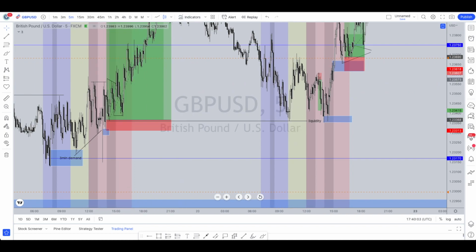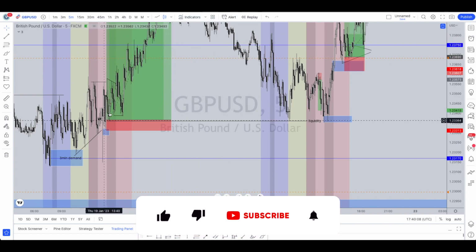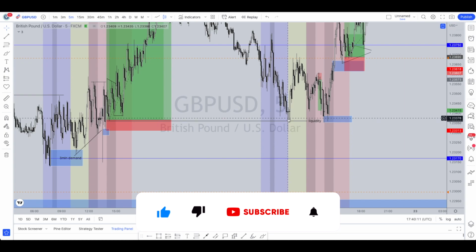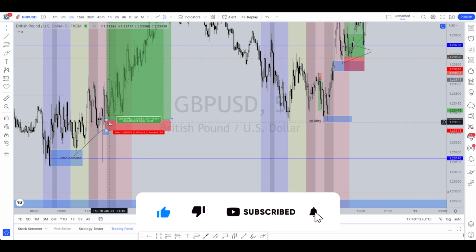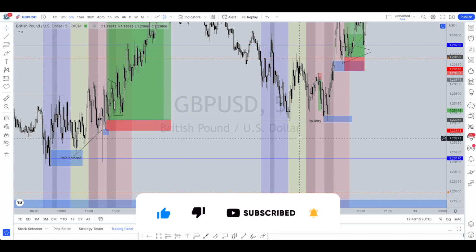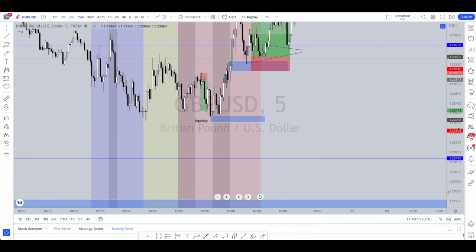So it's a good thing that I took most of the profits up there, if not pretty much all of the profits up there. But as we can see, as the following day progressed, we saw price come back into this area and create liquidity with this low in here, so equal lows created.